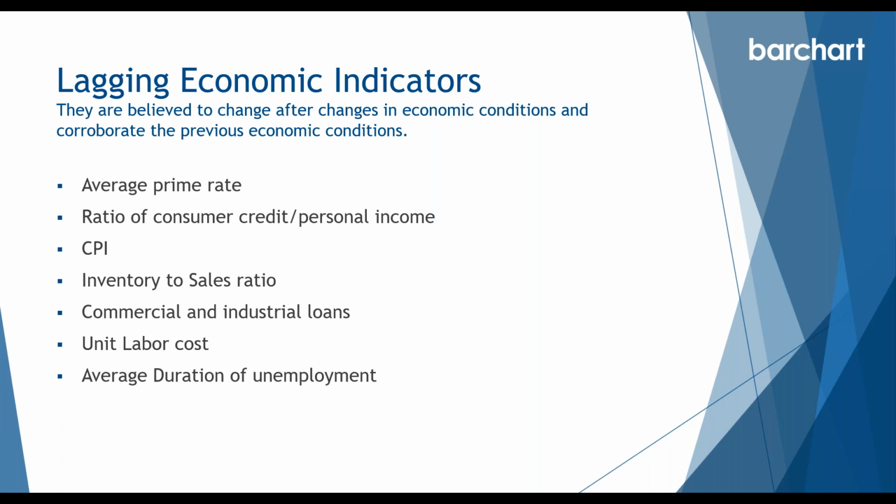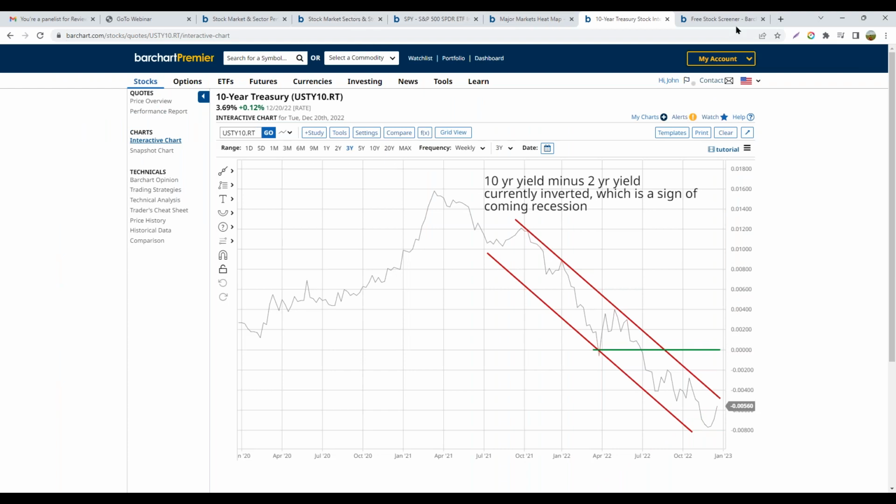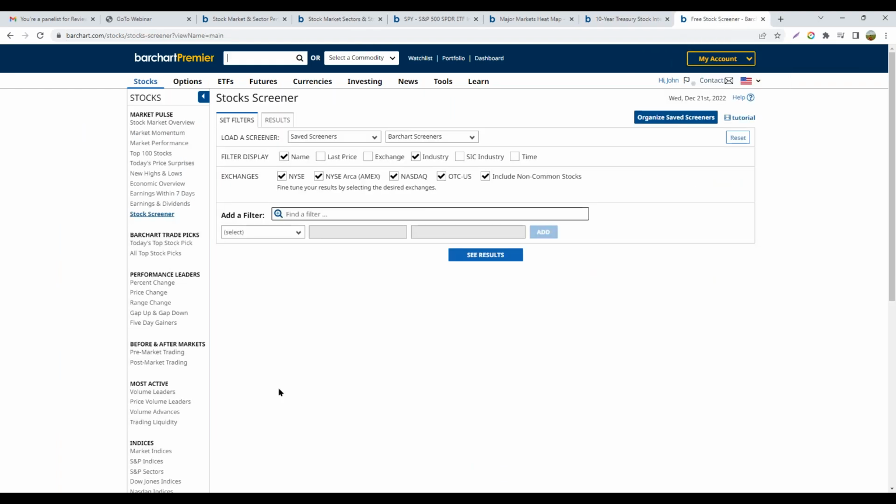Okay, so let's do this. Let's have some fun. It is our last session of the year, so I wanted to do a couple things with you guys. So I'm going to go to our stock screener. I think this is one of our most powerful tools on our website.